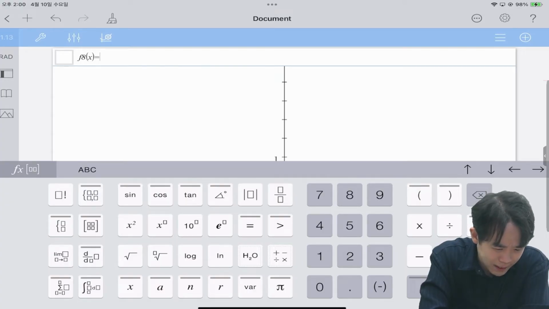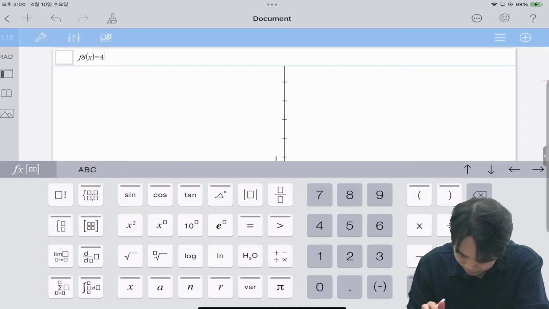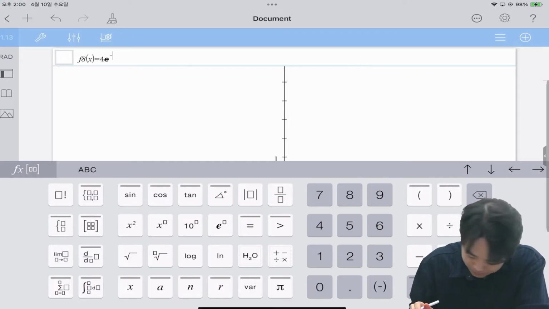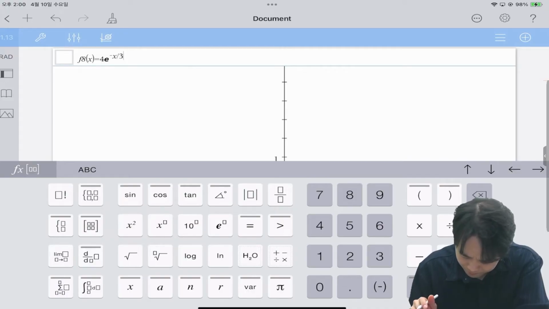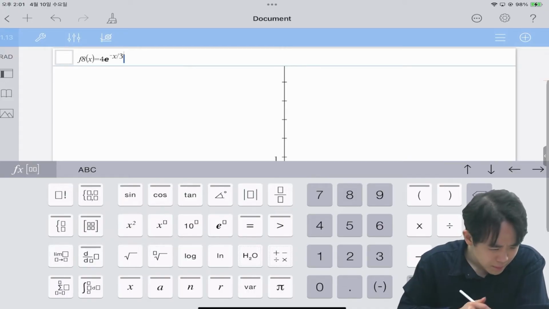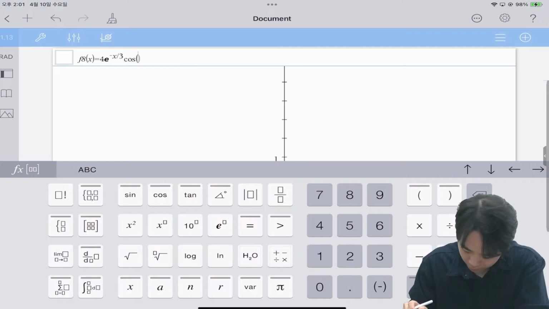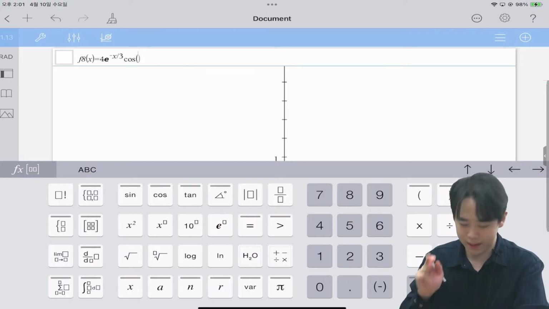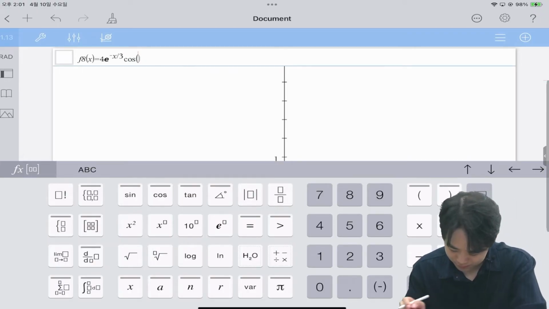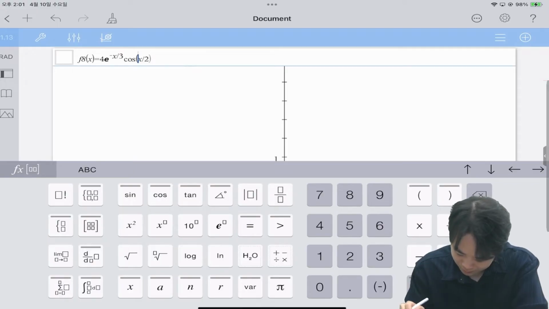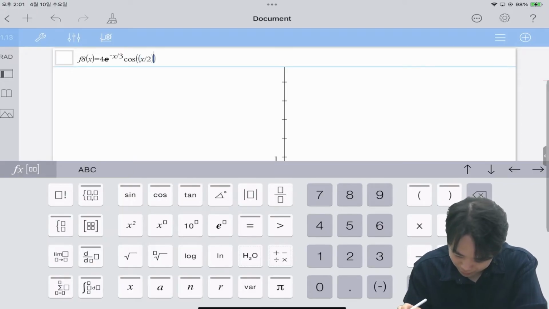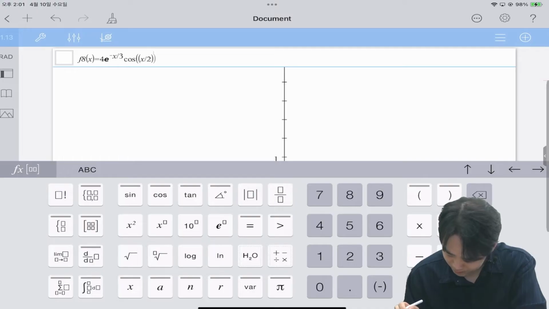4 times e to the power of negative t over 3, like that, times cosine of t over 2 minus pi over 4. Okay, so that's x over 2. And then, just to avoid confusion, I'm going to put a bracket around my x. Minus pi over 4. Right?